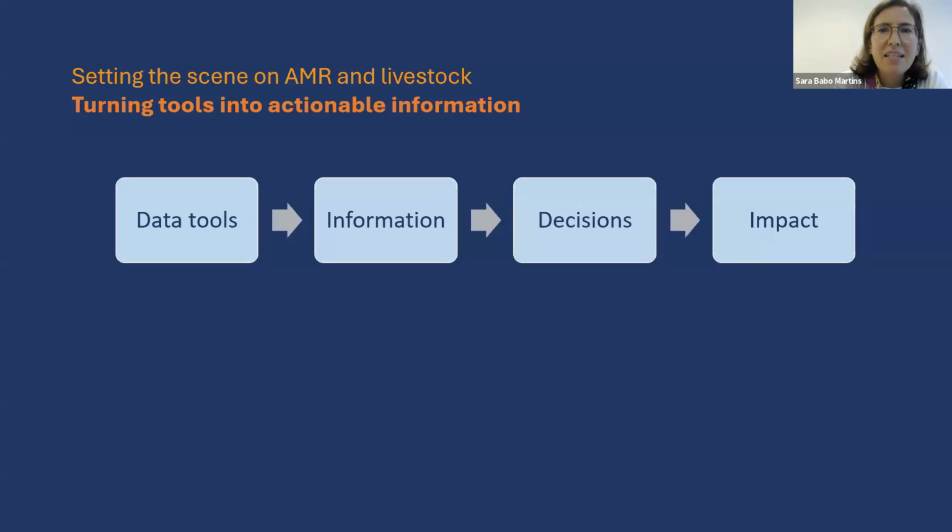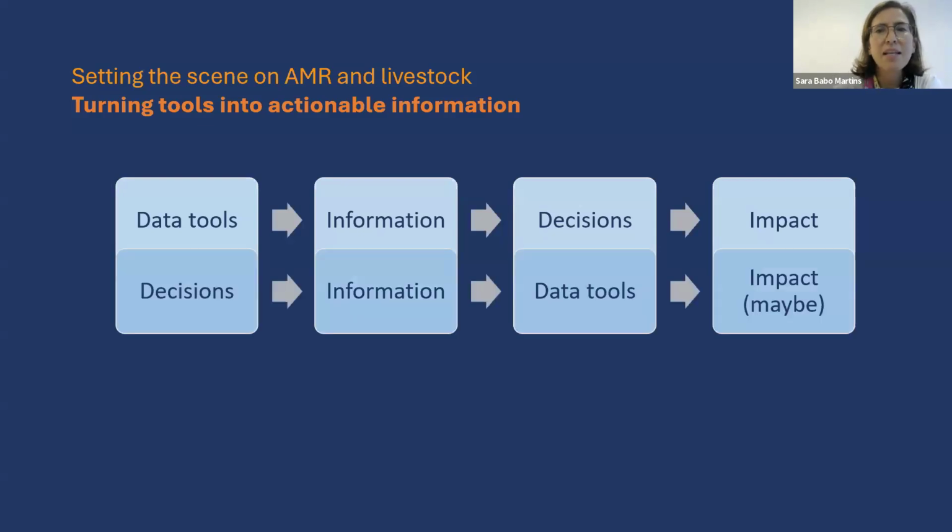I would like to set the background for the presentation by bringing up the topic of our seminar today and how information can generate decisions and impactful information. We always want to have the cycle straightforward from data to data tools, connecting the dots to generating information, decisions, and impact. But many times in AMR, and I suspect in other diseases as well, we see the reverse. We see that decisions are generating information, and then we have the need for data tools, and then maybe we start to measure impacts.